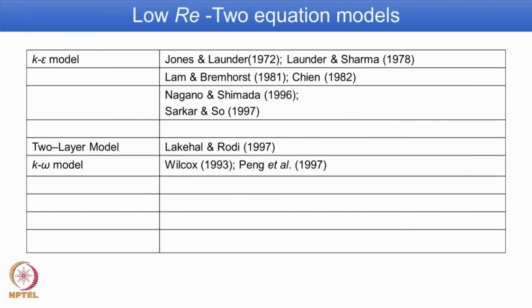I am showing here a list of low Re two equation models available or proposed in the literature. For every category, for example k epsilon model, k omega model, you have a list of proposals. I am going to show only the general format of the low Re model and then one or two variants of the low Re model.